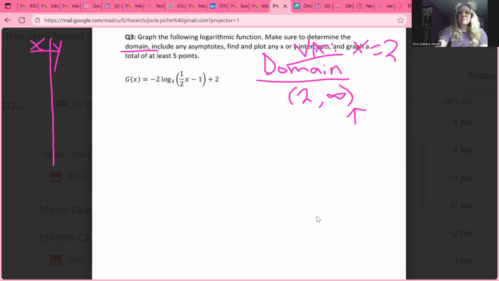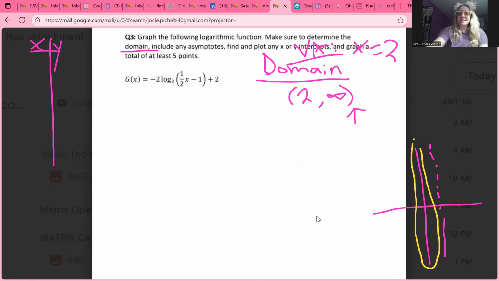So if you think about it, you can keep your sketch of your graph down here in mind. So you've got x equals 2. If x has to be greater than 2, look at this. There's going to be no y-intercept, because for a y-intercept, it would have to cross the y-axis. That can't happen. So since it's only here, you have to say, okay, y-intercept does not exist. And you could even write that.